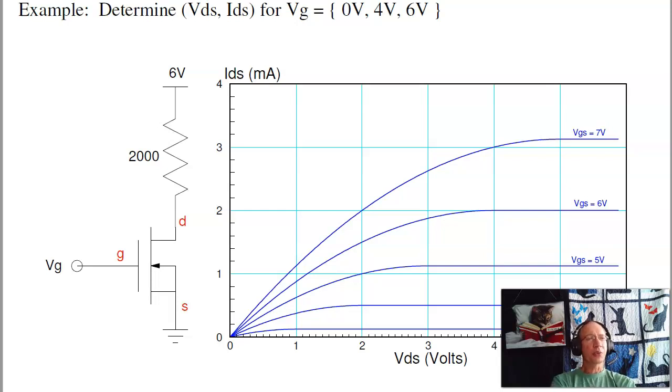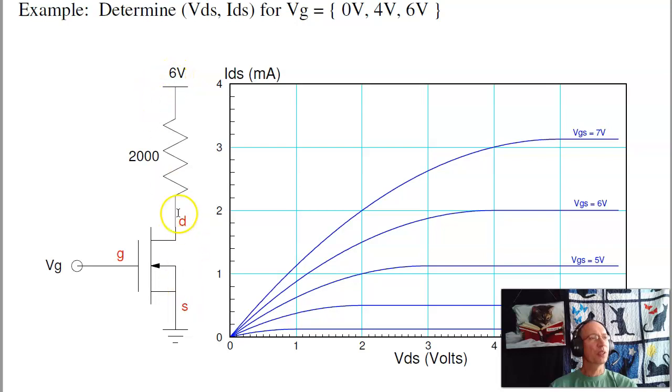To use the graph, let's look at this problem. Suppose I have this MOSFET circuit and I want to find out what is the operating point, meaning what is VDS, IDS, when the gate voltage is 0 volts, 4 volts, or 6 volts. The way you approach this is you draw the load line. Can we do a lot of load lines in this class? The load line would be, for the MOSFET, here's the graph. The other part of the load line is VDS plus I times R is 6 volts.